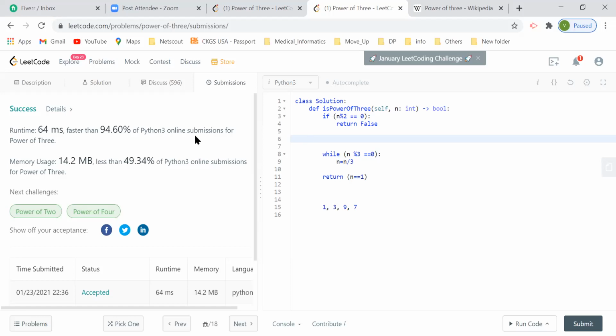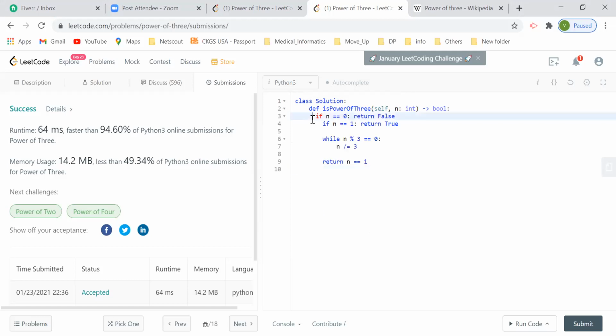And another thing is, you also need to consider when n is equal to 1. Actually, you don't really need to consider it, because eventually it will just return n equals 1 and it will return true. So I think you only need to consider n equal to 0. So you can remove the second if statement, actually.